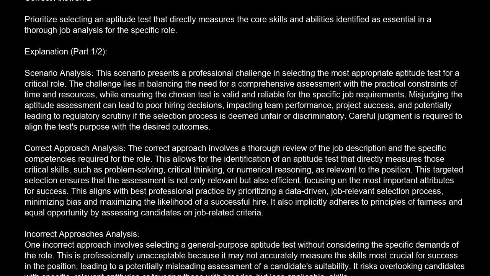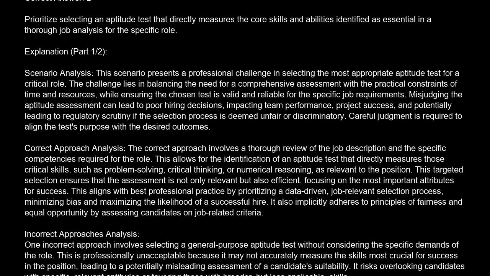The correct answer is D. Prioritize selecting an aptitude test that directly measures the core skills and abilities identified as essential in a thorough job analysis for the specific role. Explanation: scenario analysis. This scenario presents a professional challenge in selecting the most appropriate aptitude test for a critical role. The challenge lies in balancing the need for a comprehensive assessment with the practical constraints of time and resources, while ensuring the chosen test is valid and reliable for the specific job requirements.